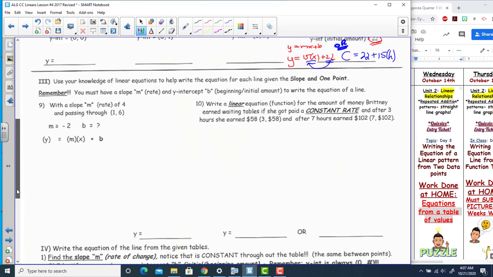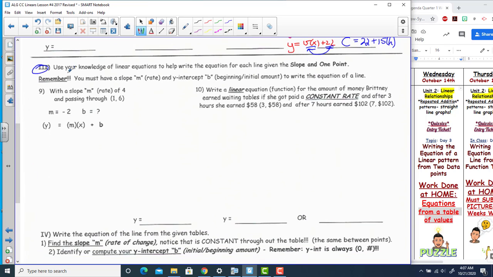Cool. Take a look at number 10, and the instructions for number 3 say use your knowledge of linear equations to help write the equation for a line given the slope and 1 point. Remember, you must have the slope m, the rate of change, as well as the y-intercept b, the beginning amount divided times 0, to write the equation of a linear or repeated addition pattern. So when we write a repeated addition pattern, we need to know where that pattern's starting before we have any repeated additions at all. That's times 0. And we also need to know what the rate of change is. So I'll go with number 10 again.